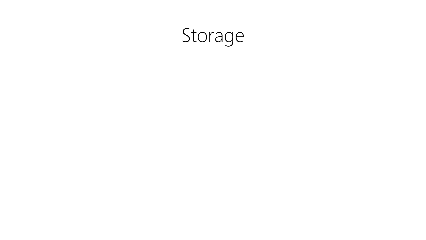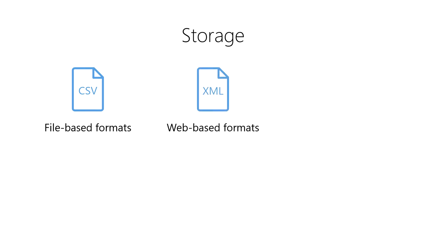Data can be stored in computers in several ways. First, we have file-based formats, which store data in files on the file system of a computer. For example, comma-separated values, or CSV files, and Excel spreadsheets. Next, we have web-based formats, which store data in formats best suited for data transfer over the internet. For example, extensible markup language, or XML, and JavaScript object notation, or JSON.